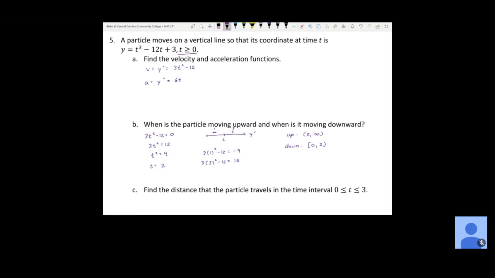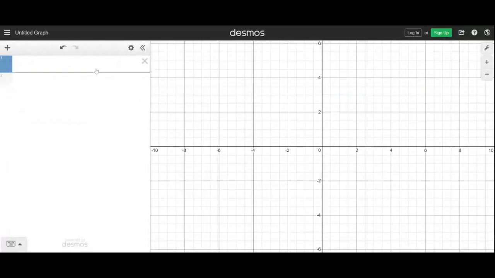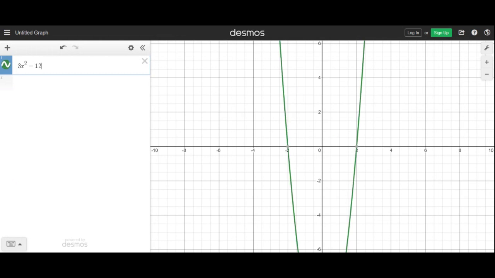Now, just to give you an idea of what Desmos looks like for this one, just so it's an option if you want to use Desmos for this. Our velocity function this time was 3t squared minus 12. I'm going to call that 3x squared minus 12. We can see here the x-intercept at 2. Everything to the left of that is in the negatives. Everything to the right of that is in the positives. That's why we're moving downward from 0 up to 2, and then we're moving upward beyond that point.